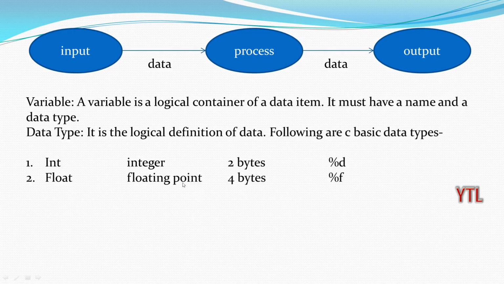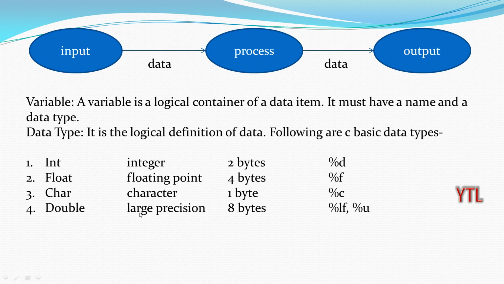Next is float, a floating point decimal number. It takes 4 bytes and is represented by %f. Next is char. It stores a character, a special character or alphabet. It takes only 1 byte and is represented with %c. And last is double. When we need a large precision number, we use the double data type that takes 8 bytes and is represented by either %lf or %u. Small l, small f, or %u.